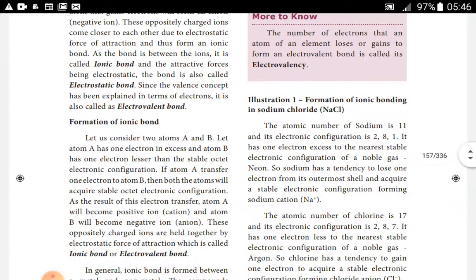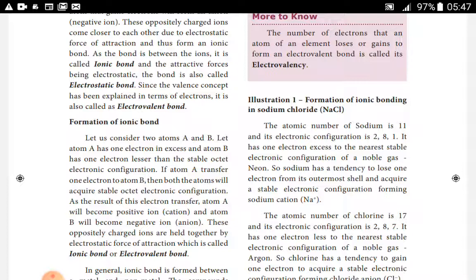Now we are going to see one example, that is the formation of ionic bond, how the ionic bond is formed. And we are going to consider two atoms. Here simply alphabets are given, A and B. We have to consider one atom is A, another atom is B. Let atom A has one electron excess and the atom B has one electron lesser than the stable octet electronic configuration. So it is given, see, A has one electron excess than the octet structure. B has one electron lesser than the octet structure.